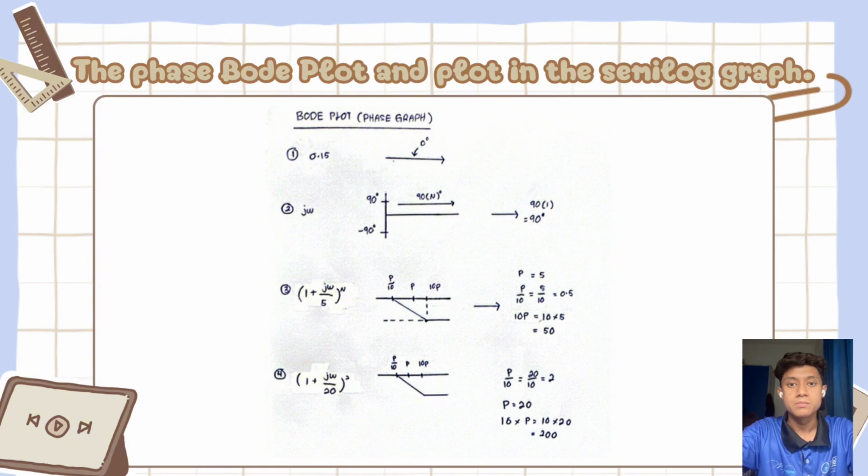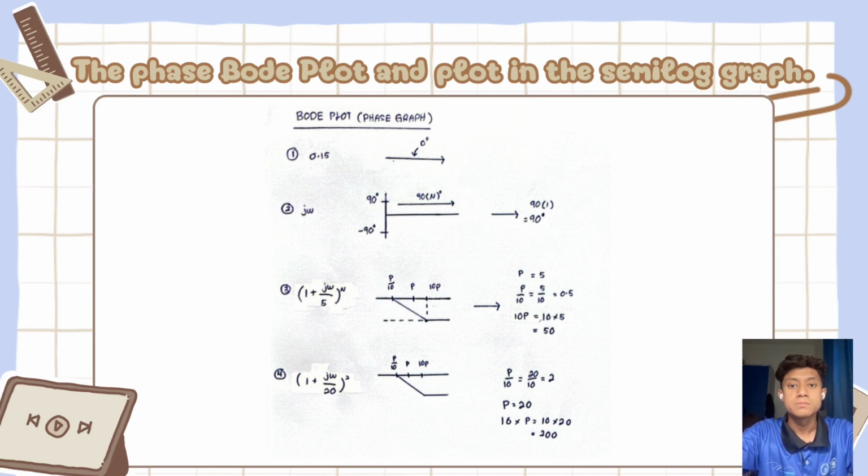To plot the phase Bode plot, we break the transfer function into 4 terms and find each one's phase contribution. Term 1, constant 0.15, contributes 0 degrees since a constant has no effect on phase. Term 2, the zero j omega, contributes a flat plus 90 degrees since n equals 1. Term 3, the simple pole 1 plus j omega over 5, has break point at p equal 5. Lower frequency is p over 10 equal 0.5. Upper is 10p equal 50. Phase stays at 0 degrees until omega equals 0.5, then slopes down to negative 90 degrees by omega equals 50.